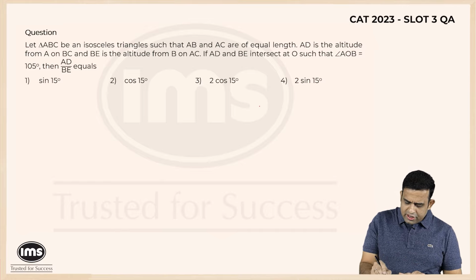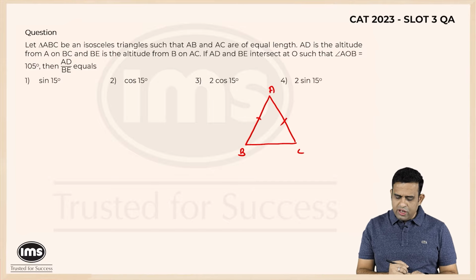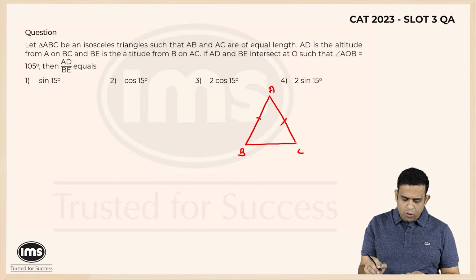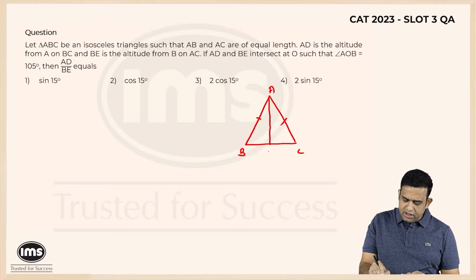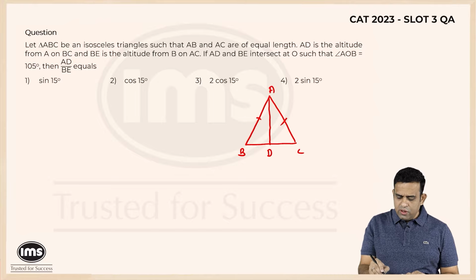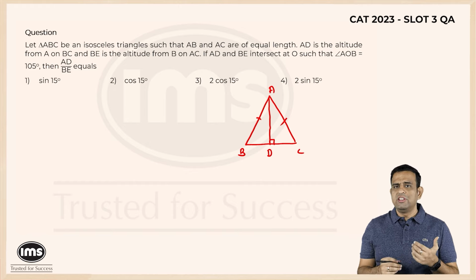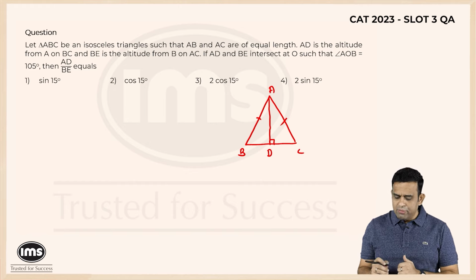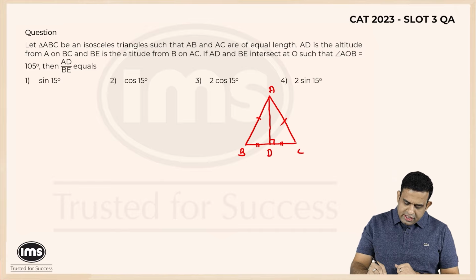So the triangle ABC is isosceles with AB and AC of equal length, and AD is the altitude from A on BC. So AD is perpendicular. Now since AB and AC are equal, this perpendicular is also going to be the angle bisector, median, as well as perpendicular bisector. So BD and DC are going to be equal. Then they are saying BE is the altitude from B on AC, this is 90, and the intersection point happens to be at O, and angle AOB is given to you as 105 degrees.